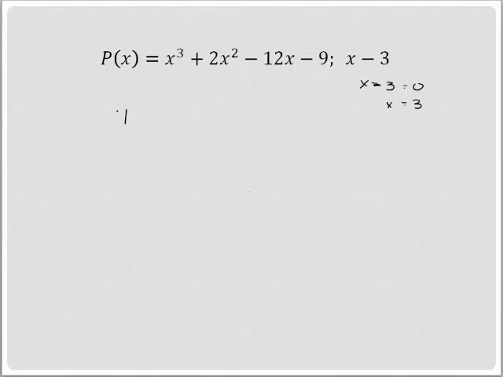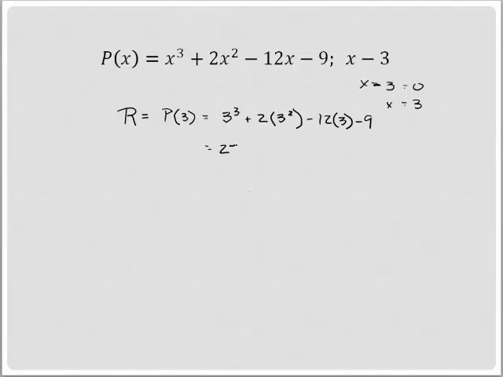So let's say remainder equals p, and this is a function. We're going to put 3 in for x. So every time we see x in this function, we're going to put 3 in. So let's do that. We've got 3 cubed plus 2 times 3 squared minus 12 times 3 minus 9. Okay, a little math is in order here.